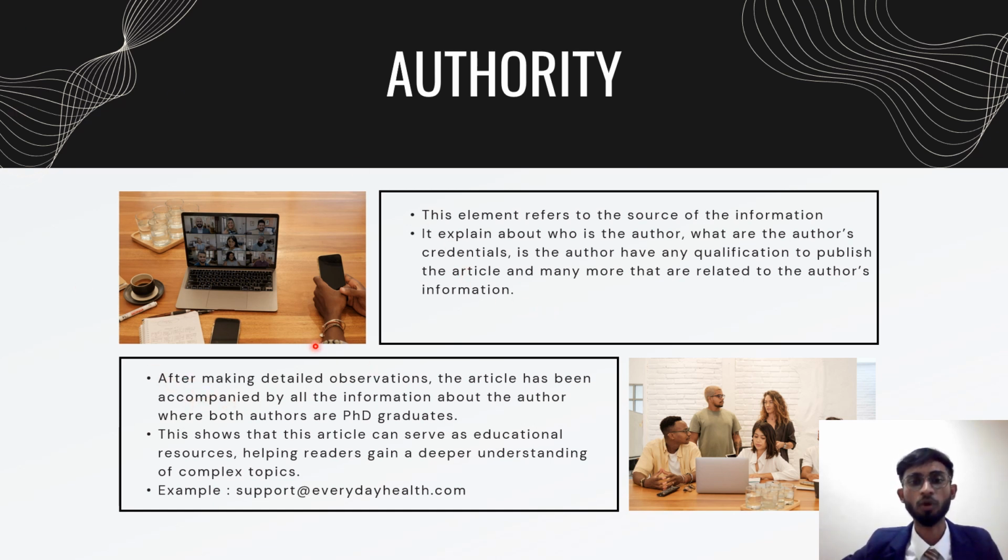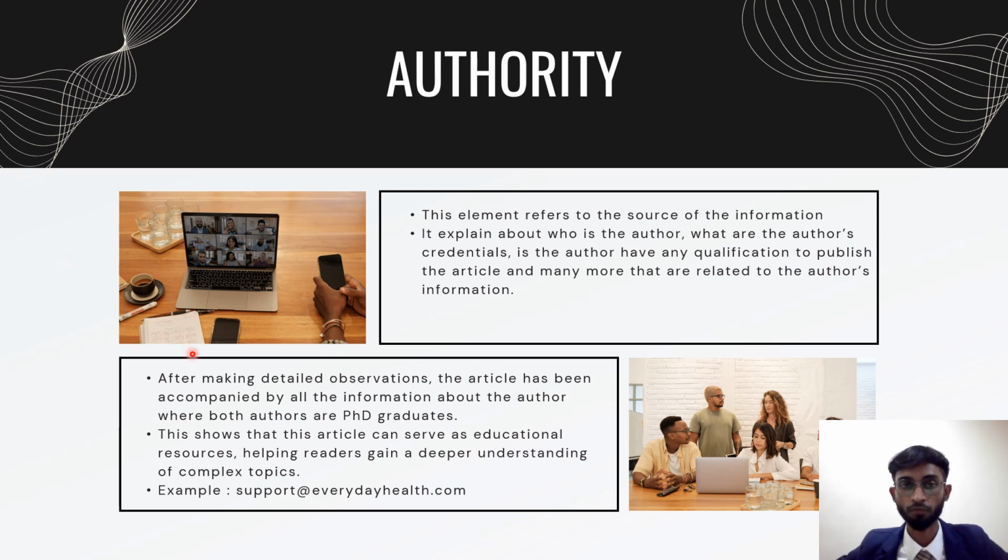After making detailed observation, the article has been accompanied by all the information about the author, where both authors are PhD graduates. This shows that this article can serve as an educational resource, helping readers gain a deeper understanding of complex topics. For example, it has been supported with an email address, support@everydayhealth.com. Besides that, we can actually contact the publisher via LinkedIn or Twitter.